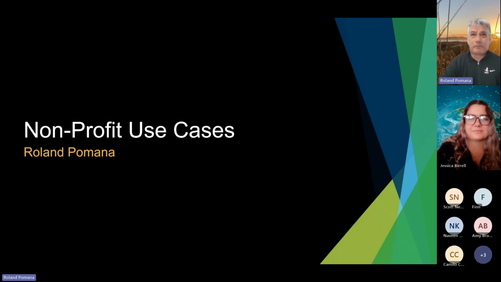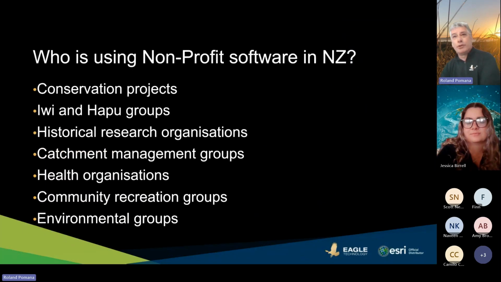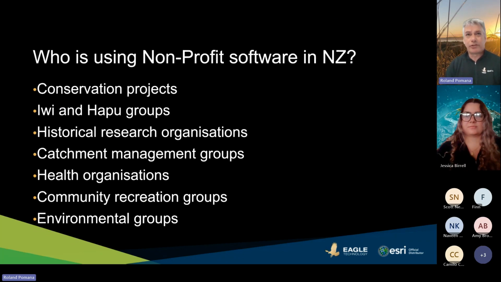Use cases. Right, let's talk about who's using non-profit software in New Zealand. Now, I could have put a whole lot of names up on the slide, but I'd need permission from all those organisations. Right now, we've got a mix of conservation projects, iwi and hapu groups, historical research organisations, catchment management groups. We've seen a growth in those over the last few years, health organisations, community recreation groups, and environmental groups. And they can be large and small.